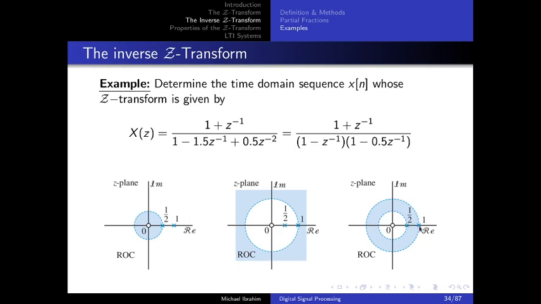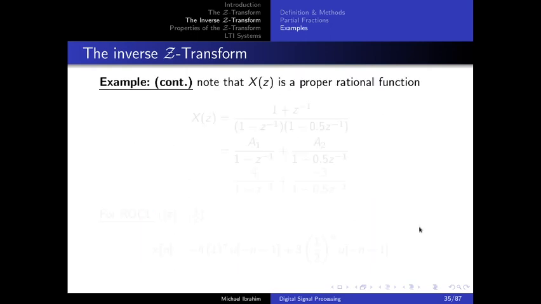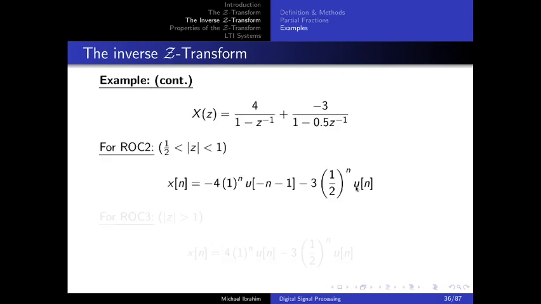Whereas for the second pole, which is located at 1, the ROC is going inward. In this case, the term should be 1 to the power n times u of minus n minus 1. And we can see it clearly here that for the pole located at half, it would be half to the power n u of n. And for the pole located at 1, it would be 1 to the power n u of minus n minus 1. And as we can see, the sequence in time domain is two-sided. This term represents a left-sided sequence, and this term is a right-sided sequence. So overall, it's a two-sided sequence.